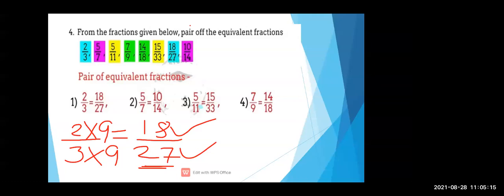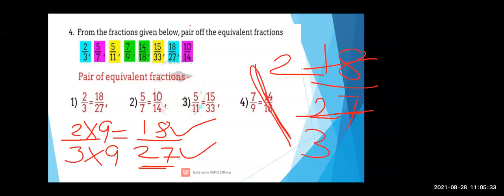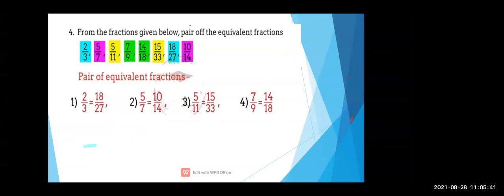So the pair of 2 upon 3. See 18 upon 27. These both are going by the table of 9. 9 2s are 18 and 9 3s are 27. So हमको क्या मिला? 2 upon 3. That means the pair of 2 upon 3 is what? Now 18 upon 27. So ये हमको जोड़ी मिली. See, I have made the color also same. This is the pair. Now second is 5 upon 7.